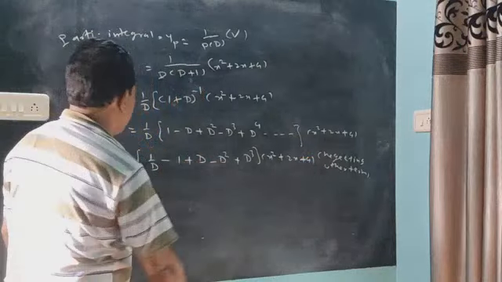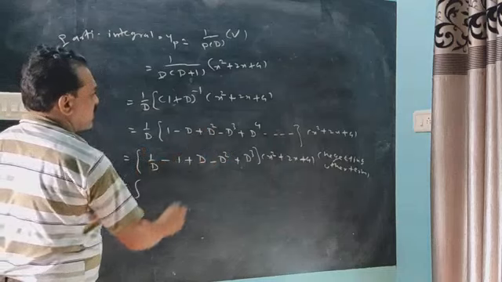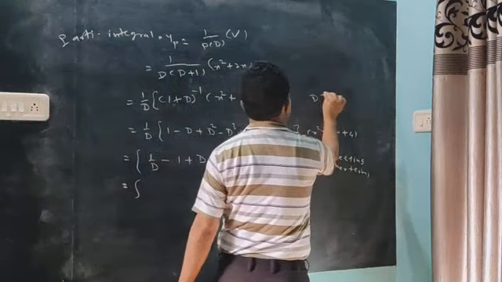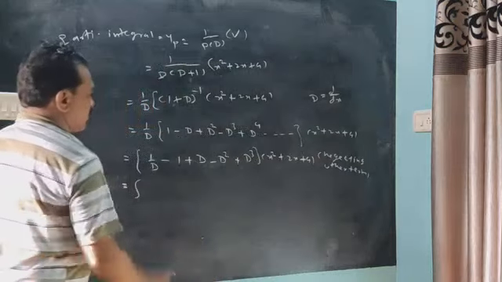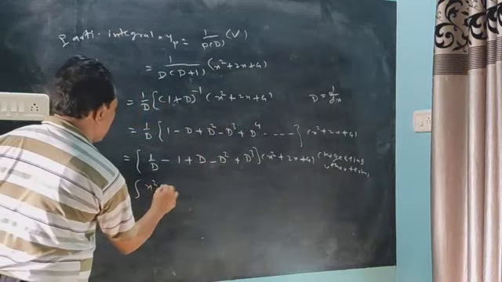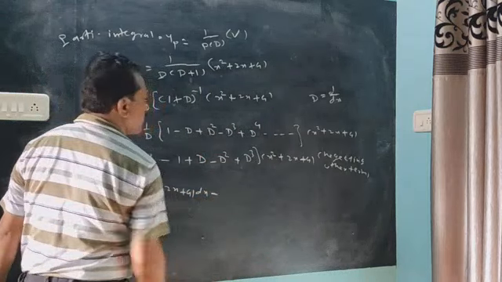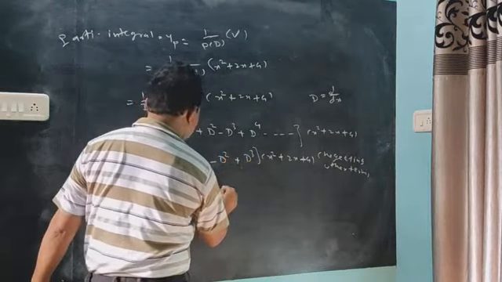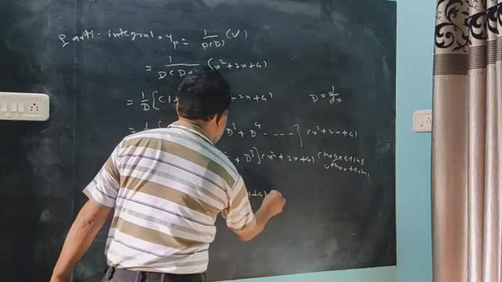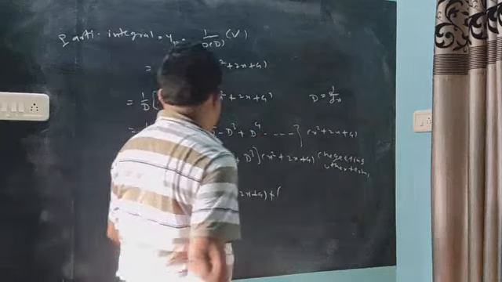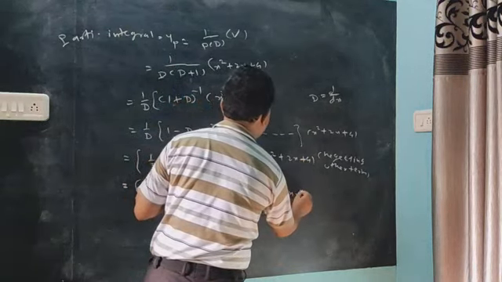Now apply 1 by D of this term. 1 by D is integration, since D is a derivative. So the integration of this term is the same. D is the derivative of this: the derivative of x square is 2x.